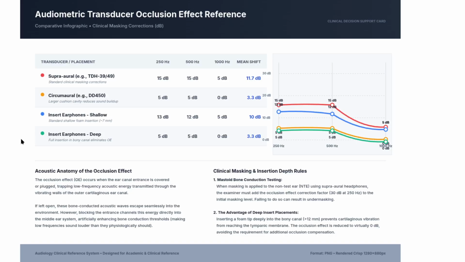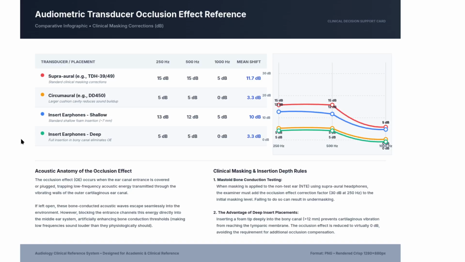As a side note, some of these occlusion effect values have come down over the years as more recent studies measure the psychoacoustic occlusion effect instead of the purely acoustic occlusion effect. Notably, you'll see supraoral headphones at 250 Hz need a lower occlusion effect correction than in previous textbook reports. For example, at 250, supraorals in our textbook say 20 dB. In the past, it said 30 dB in previous textbooks. These values in this chart are more up to date than what you see in the textbook.